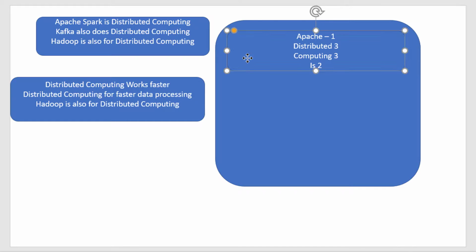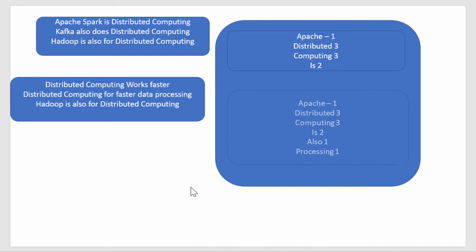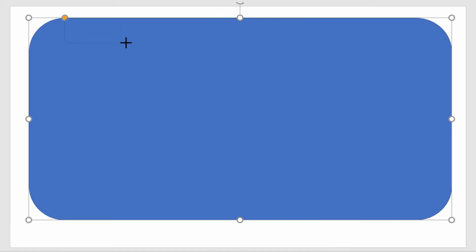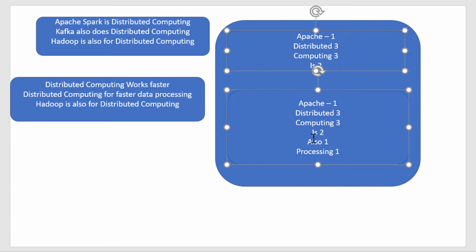In the same way, I will do the word frequency count for the other tweet. For this tweet, I have distributed as 3, computing as 3, maybe is as 2, also 1, processing 1, and so on. What I will be doing is considering each and every word as a dimension. Observe very carefully: each and every word is a dimension. So I will collect all the unique words across these two tweets: Apache, distributed, computing, is, and processing.